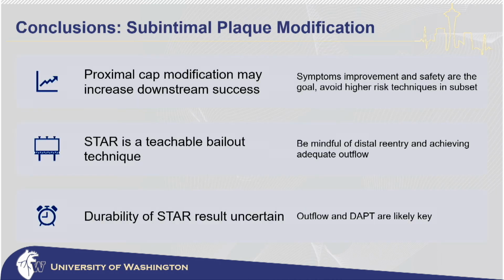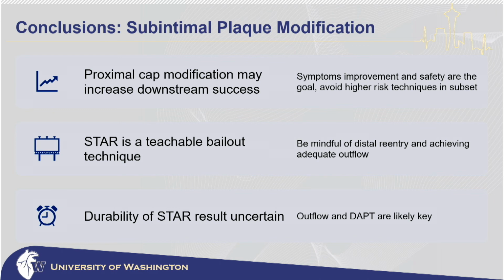So I think in conclusion, when considering subintimal plaque modification, proximal cap modification may increase your downstream success and is a way to build on all the work that you've done the first time, taking advantage of the contrast and time that you've already invested. And importantly, symptoms actually can improve, and as we've already discussed, in a lot of these patients, that's really what we're after. I think also importantly, STAR is a teachable bailout technique, and a lot of people have looked to this as a way to manage a guide dissection in a right coronary or an issue with that during PCI. If the patient's really having an acute issue, this is a relatively easy technique to learn relative to ADR and some other things that we've all spent a lot of time trying to get better at.